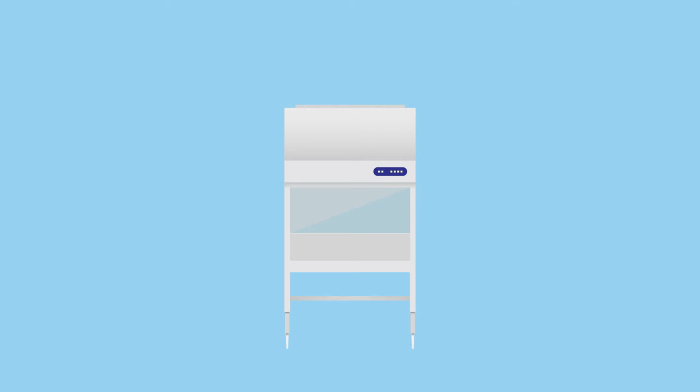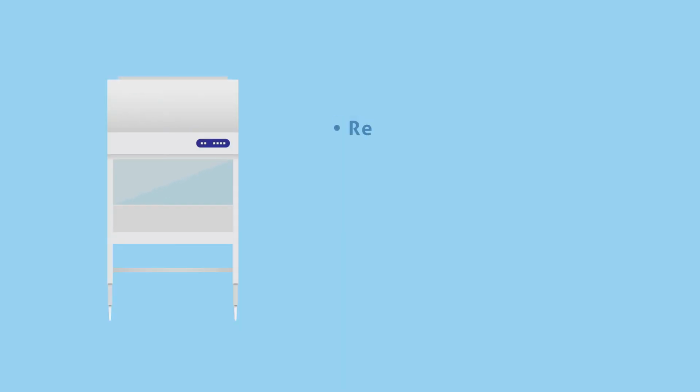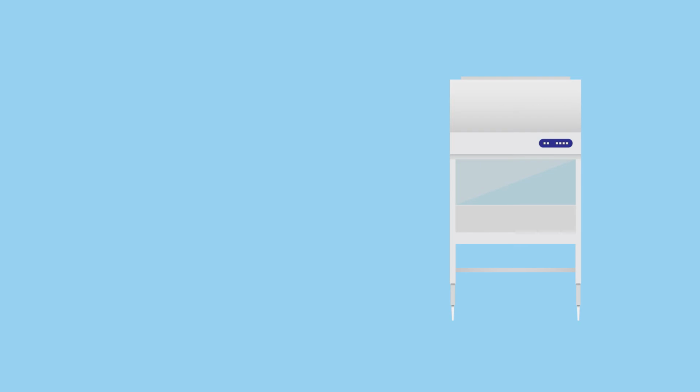Using a Type A2 recirculated BSC offers several other benefits when compared with a Type B2 100% exhausted BSC. Type A2 BSCs have a lower risk of failure as they are not reliant on the building's exhaust system like a B2. Type A2 BSCs have lower installation and operating costs as less heated and conditioned air is vented to the outside and are often easier to operate. So when using minute amounts of chemicals, a Type A2 cabinet may be the best choice.